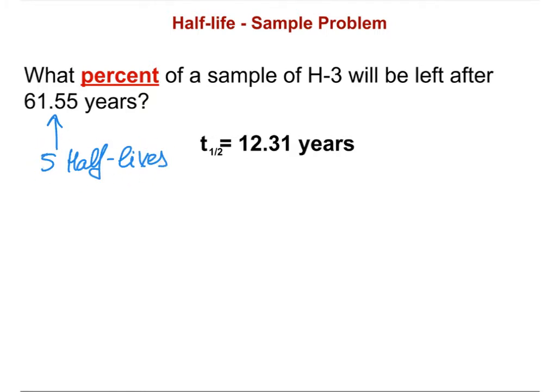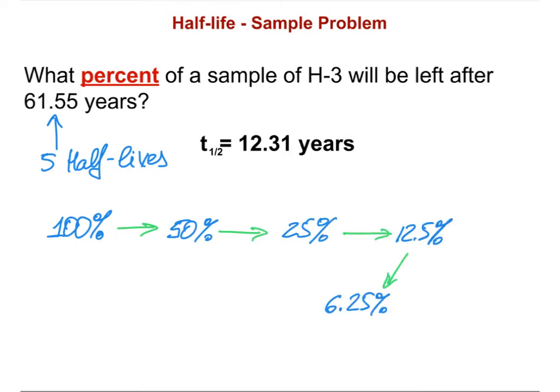So over here we are not even given the original mass of our sample of tritium because it's really not important. No matter how big or how small the sample was, the original amount will be considered to be 100%. Now we need to see what percentage will be left over after 5 half-lives. So we start with 100%. One half-life later, 50%. Another half-life later, 25%. Then it is 12.5, then it is 6.25, and eventually we can see that 3.125% of the hydrogen-3 will be left over after 5 half-lives, after 61.55 years.